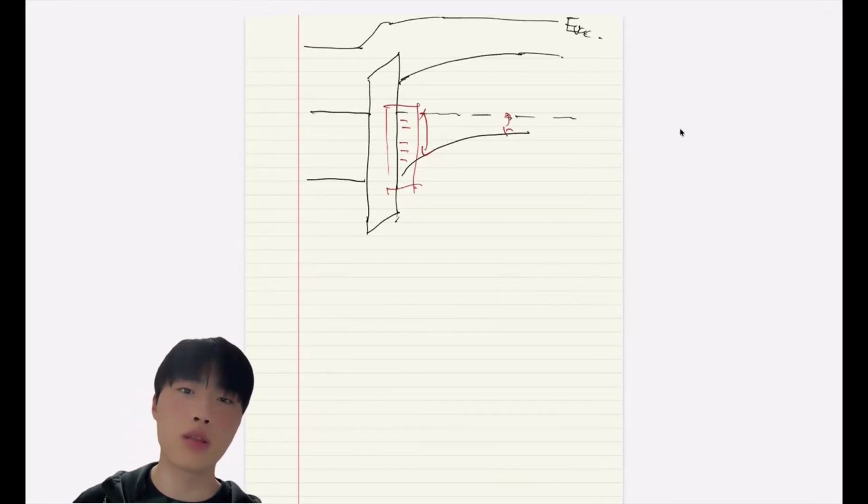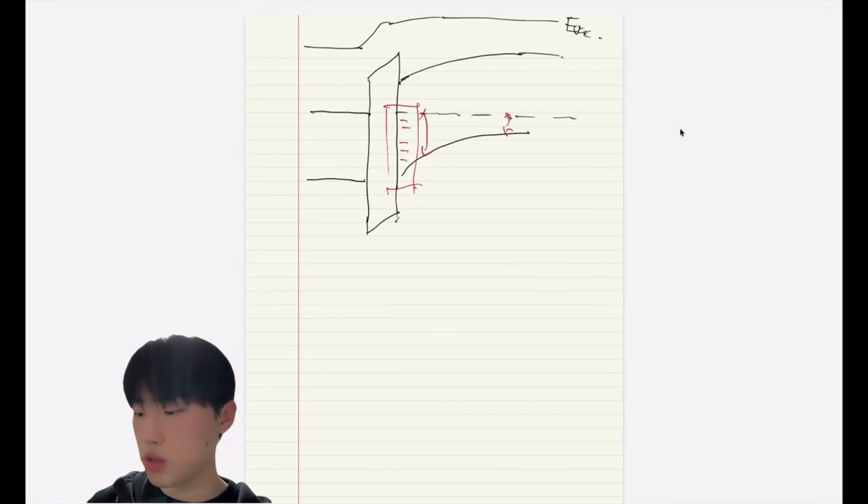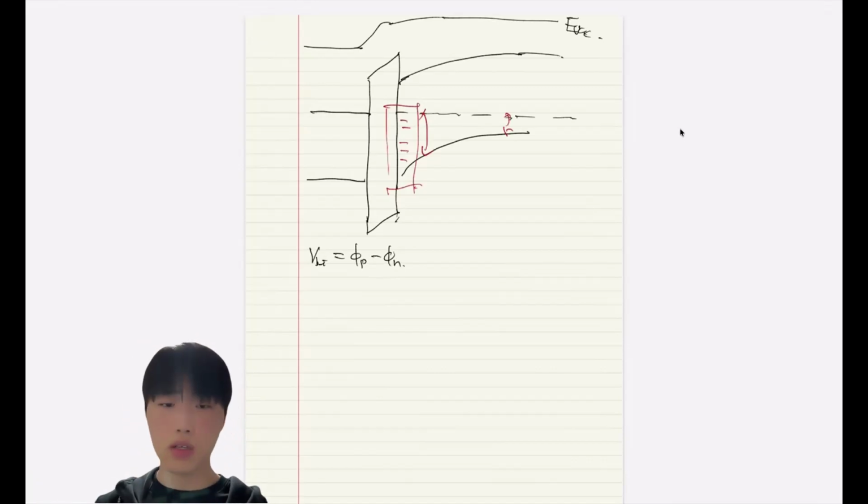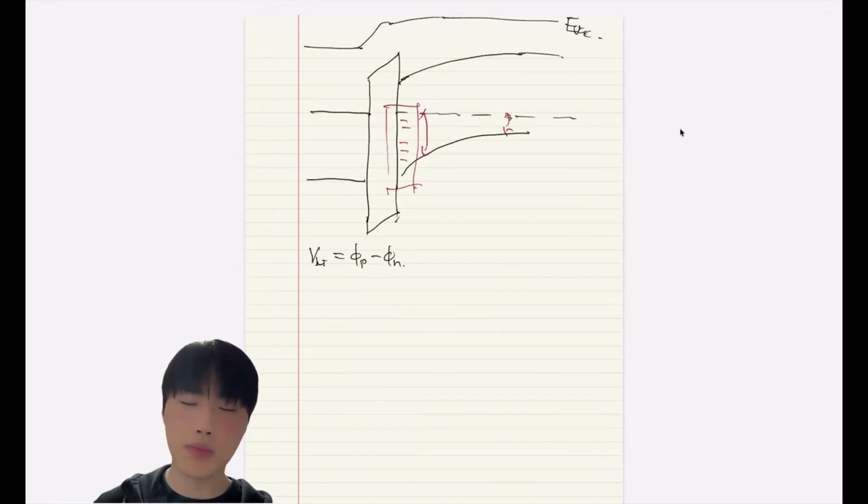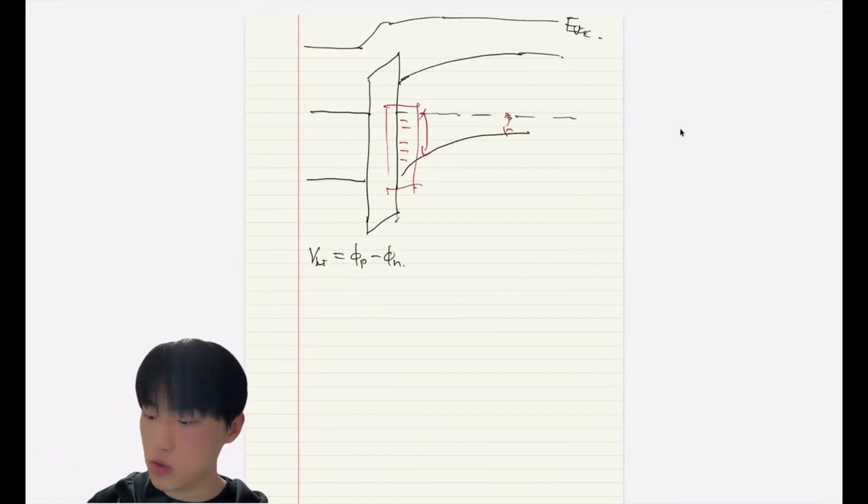Before, when we learned about the PN junction, we learned about the built-in potential. The built-in potential, we said V sub bi, built-in, equals phi sub P minus phi sub N. So the difference of the potential will be the built-in potential. So let's use this formula on this MOS.